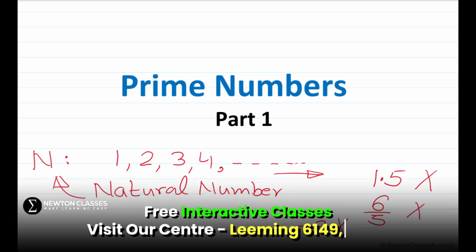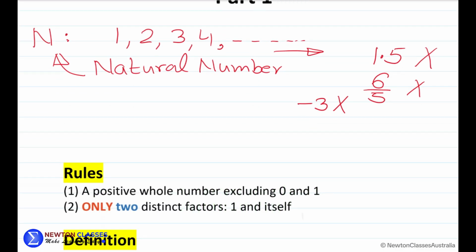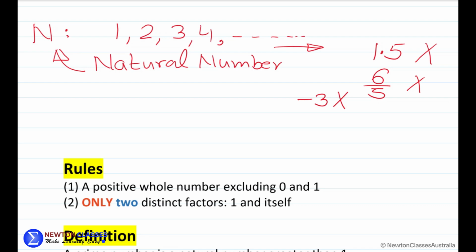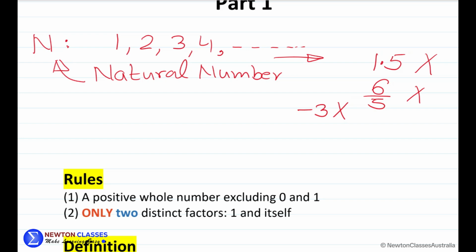Now, if we consider natural numbers, there are some numbers which can be divided by only two numbers, one and itself, and there are some numbers which can be divided by many other smaller numbers. Those are called different factors. For example, 6 can be divided by 1, 2, 3, and 6. But 3 cannot be divided by anything except 1 and 3. So 3 is called a prime number.